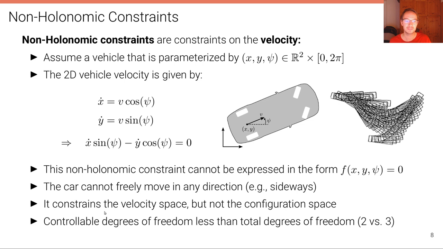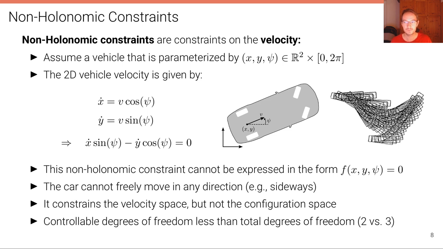And in this case also, the controllable degrees of freedom is less than the total degrees of freedom. So we have two degrees of freedom that we can control, which is the velocity, the one-dimensional velocity, not the velocity vector, and the heading. So we can control these two in order to drive the vehicle, but we can't directly control the configuration. Yet, despite not being able to control the configuration directly, we can reach any possible point in configuration space eventually. And this is illustrated here on the right. So this is what we mean here by we constrain the velocity space, but not the configuration space.